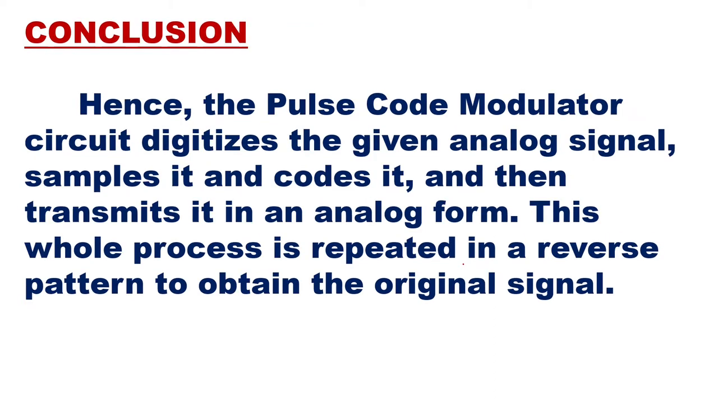Then a conclusion of the full process: the pulse code modulator circuit digitizes the given analog signal, samples it, codes it, and then transmits it in a digital form. This whole process is repeated in reverse in your receiving section to obtain the original signal.